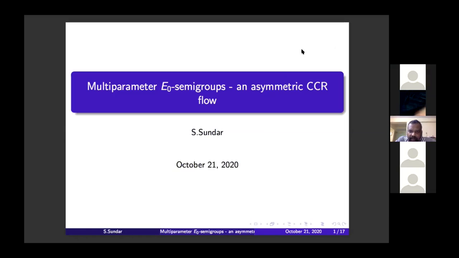But mathematically speaking, there is not much reason to restrict our attention to the one-dimensional case. We can equally make the definitions in the multiparameter context. So that's what this talk is about. I will explain a few similarities and I will explain some significant differences.